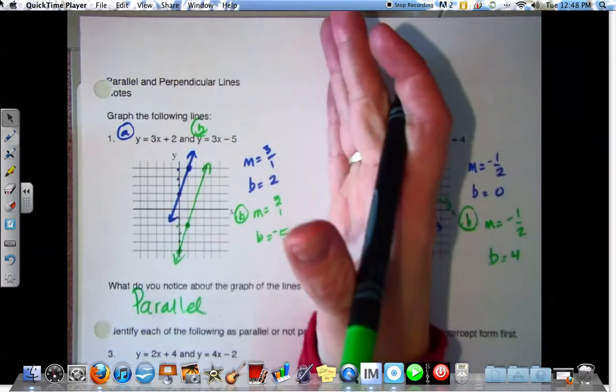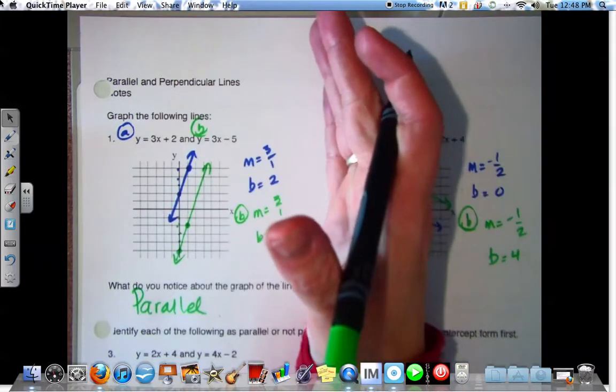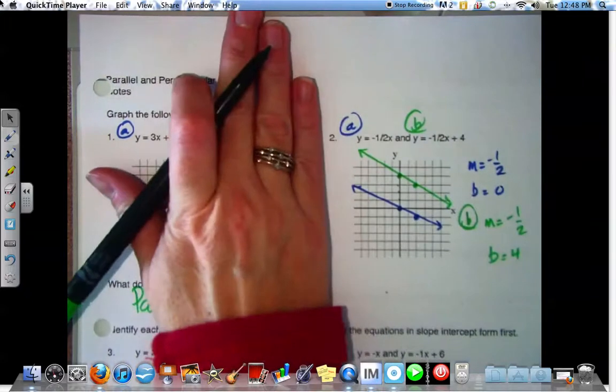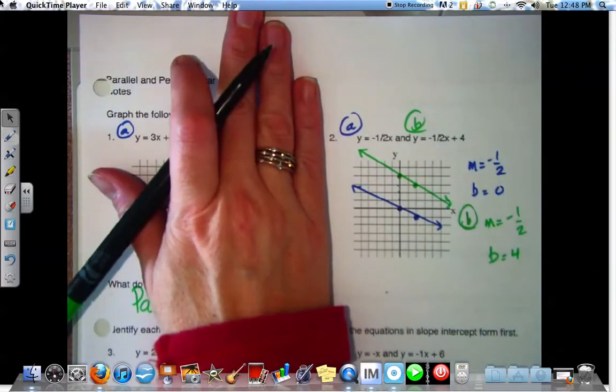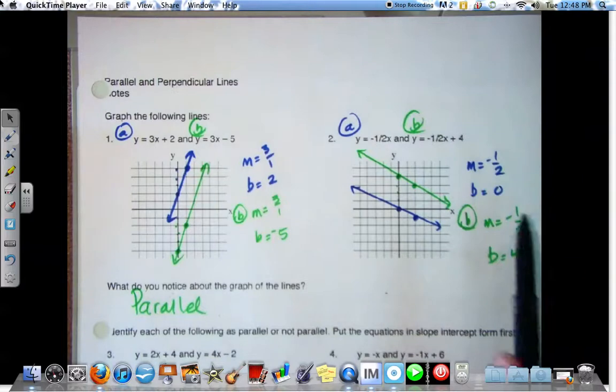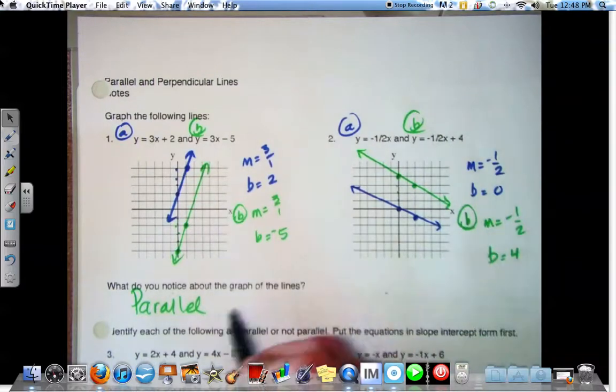These ones have the same what? Slope. And what about those ones? Same slope. So do you think that helps them to be parallel? Yeah. You have the same rise over run for each of these. We're starting at different places, but they have the same rise over run.